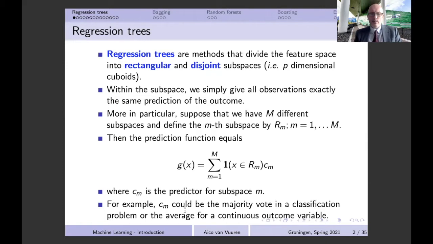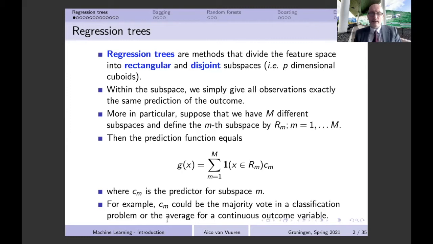Then, of course, the question still arises: how are we going to determine this Cm over here? Well, on the next slide, I will do this theoretically, but we should realize that in applications, we're going to try to do this as simply as possible. We just want to give these Cm very simple rules with respect to prediction. We can, for example, think of the majority vote in a classification problem. So what does that mean? Well, we look at a particular subspace Rm, and we simply set Cm equal to the class that is most frequent in this subspace. That is what we call the majority vote.